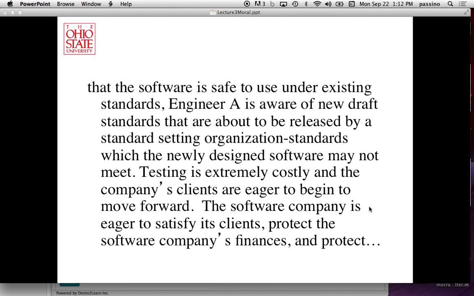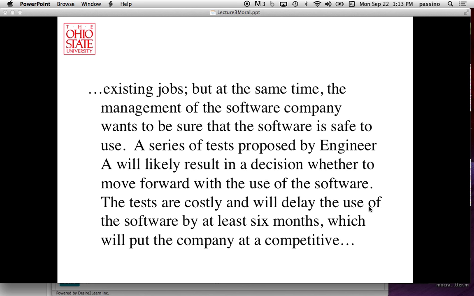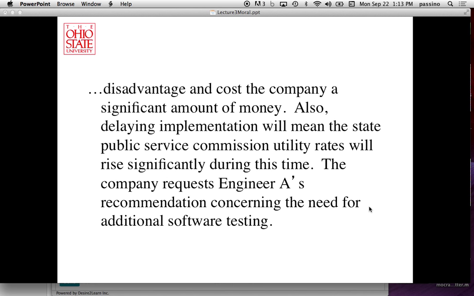The software company is eager to satisfy its clients, which is good, protect the software company's finances, and protect existing jobs. But at the same time, the management of the software company wants to be sure that the software is safe to use. A series of tests proposed by Engineer A will likely result in a decision whether to move forward with the use of the software. Tests are costly and will delay the use of the software by at least 6 months, which will put the company at a competitive disadvantage and cost the company a significant amount of money. Also, delaying implementation will mean the State Public Service Commission utility rates will rise significantly during this time. The company requests Engineer A's recommendation concerning the need for additional software testing.